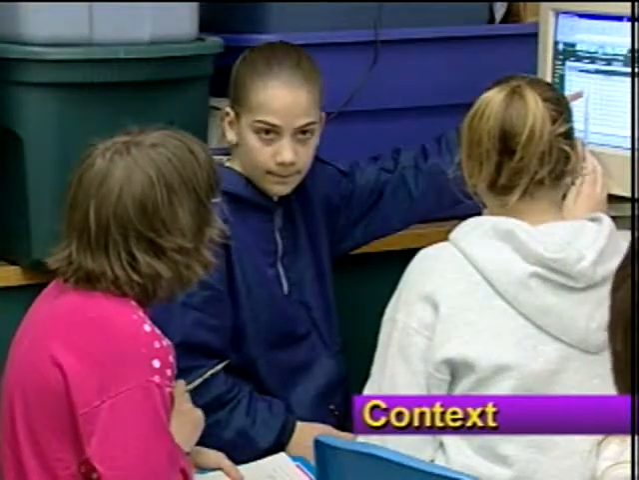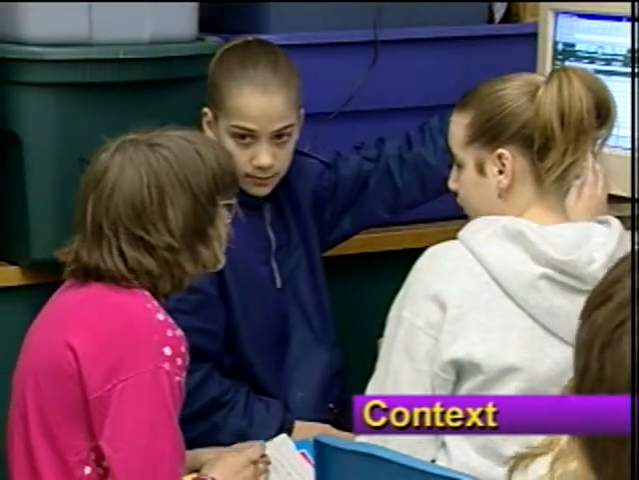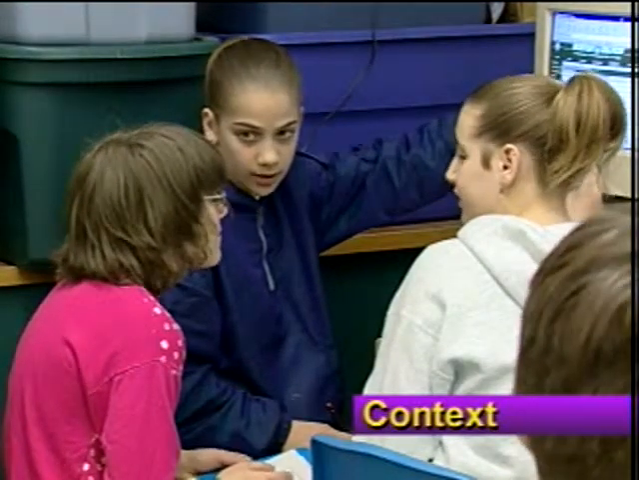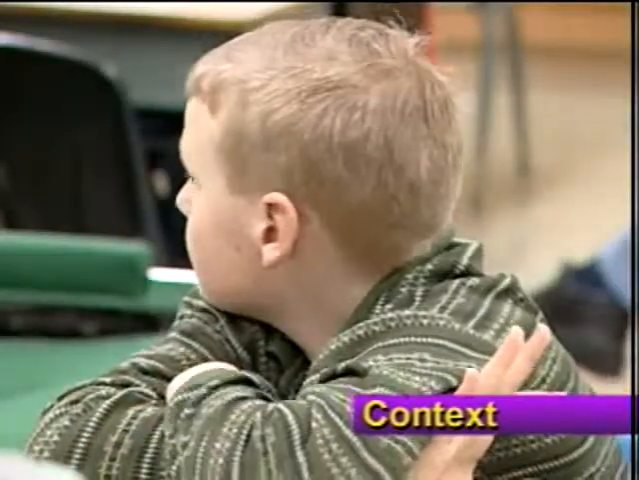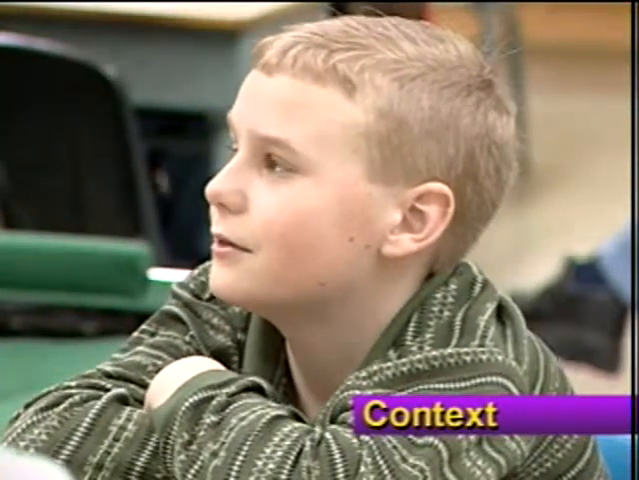We do a lot of cooperative learning where students are helping each other. Students have a lot of choice in what they're doing. They chose the rubric, they wrote the rubric, they shot the baskets. It's their own thinking that's going on in the classroom today.